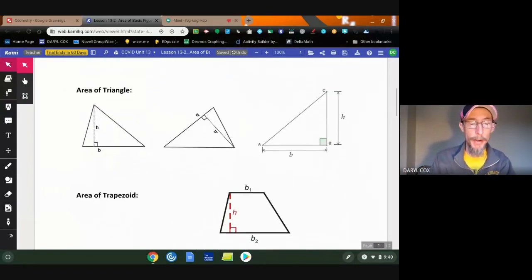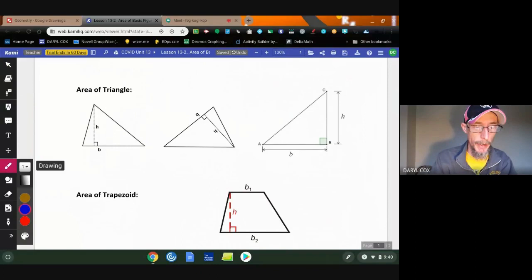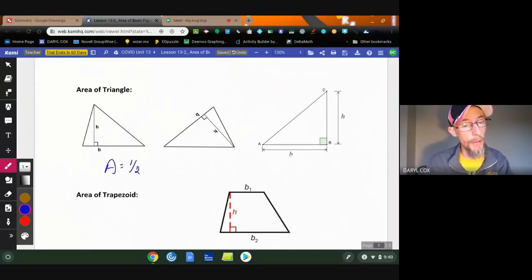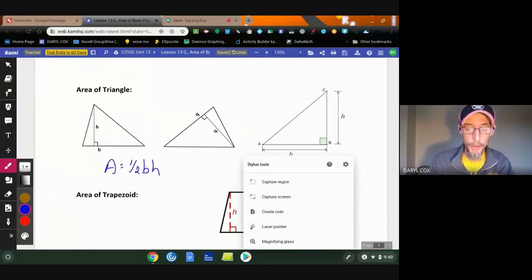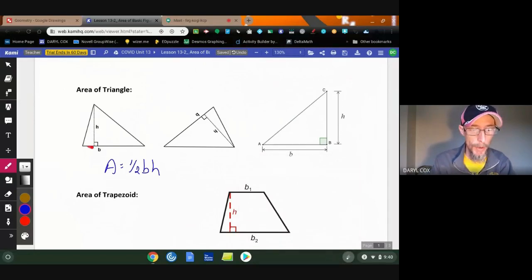The formula for the area of a triangle, the area will equal half, instead of length times width, we call it base times height. Okay, and that's a formula we've talked about earlier in the year. Again, your base and height must make right angles. So in this first triangle, my base is all of the bottom here. My height is here. Now, base does not mean bottom.